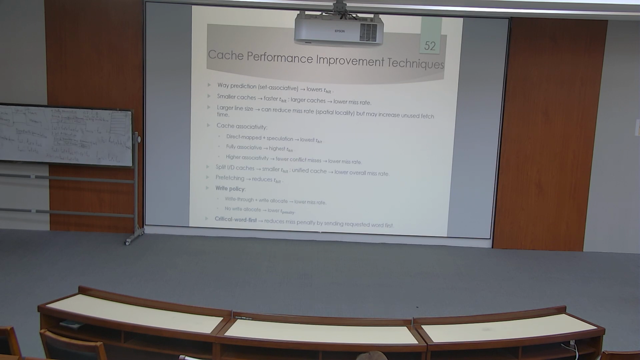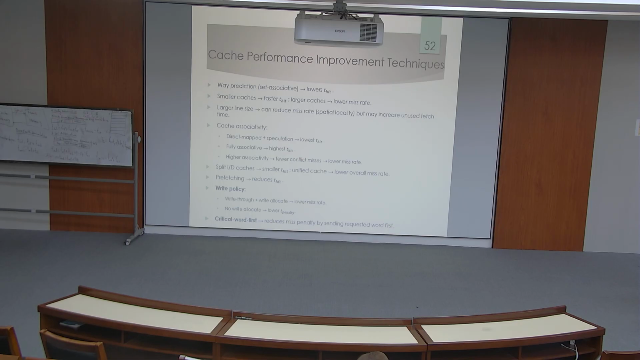We have way prediction, which lowers the hit time. We have the cache size. A small cache size has the advantage of a faster hit time. A big cache size lowers the miss rate. When it comes to the line size, a larger line reduces the miss rate, especially when spatial locality is being used. Then we have one of the drawbacks of having a larger line size: this may increase unused fetch time.